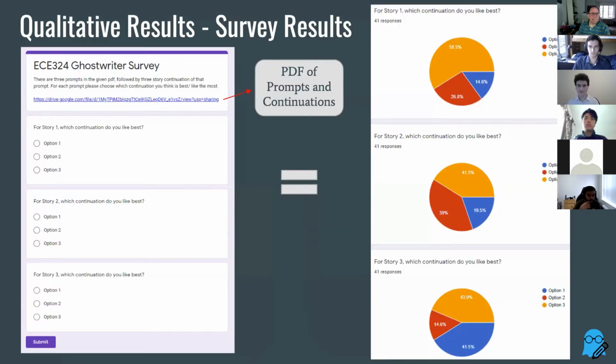So on the left, you can see what the survey that we sent out actually looks like. And on the right, you can see the responses that we're going to go into now. Next slide, please.